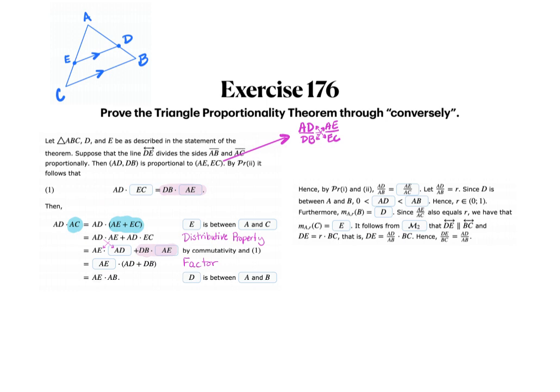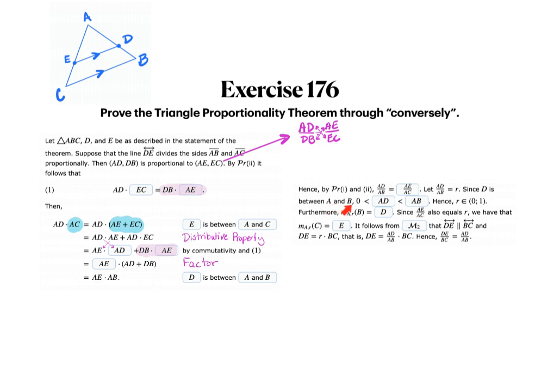Then I factor out the AE, and I make a further substitution for AD plus DB. That's the same as AB because D is between A and B. Hence, by PR 1 and 2, I know that AD over AB equals AE over AC. I would get this by, if I were to cross multiply here, it would land me right back at the equal products. So now we're going to let AD over AB be equal to R.